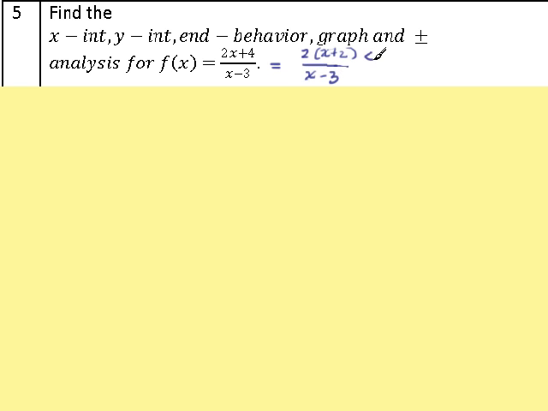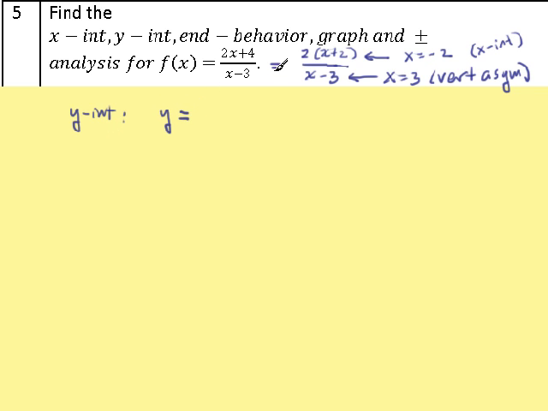We get the x-intercept from the numerator, so that would be x equals minus 2, and so that's the x-intercept. And we get a vertical asymptote from the denominator, so that would be x equals 3, so that's the vertical asymptote. Let's do the y-intercept. We set x equals 0, so we have y equals 4 over minus 3.